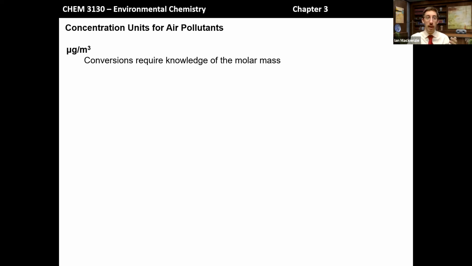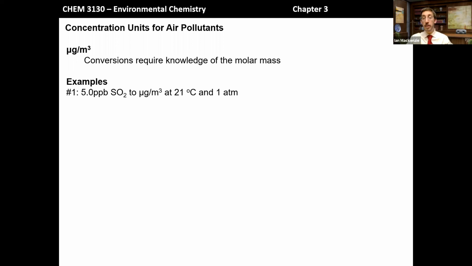Now, I just want to do a couple quick examples of conversions between this unit and some of the other ones, and then we can move on into some of the other chemistry here in the troposphere. So a couple quick examples. First, say we wanted to go from parts per billion to this unit of micrograms per cubic meter. And in this case, we've specified we're looking at SO2, or sulfur dioxide gas, at 21 degrees Celsius and 1 atmosphere air pressure.